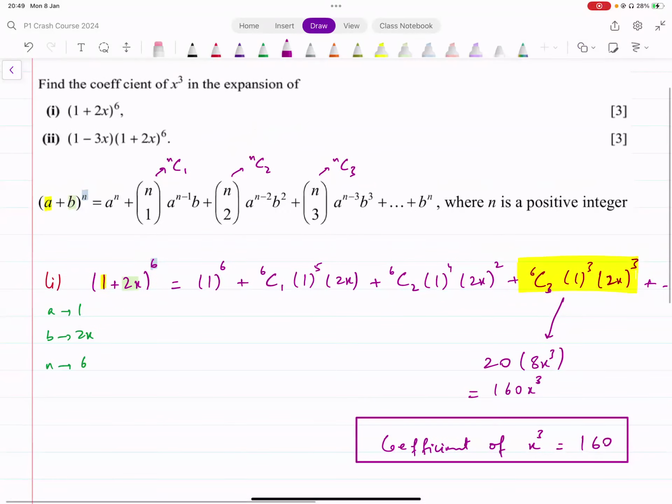That's the first part. So that's one way of doing such questions. When you're looking for a specific term, just expand it using the formula, and that's pretty straightforward. Just find that specific term that you were looking for.